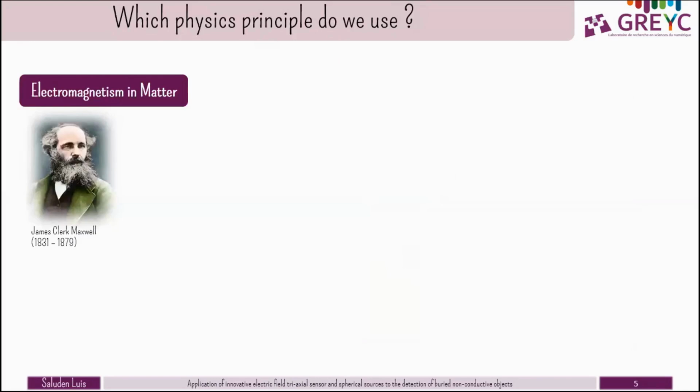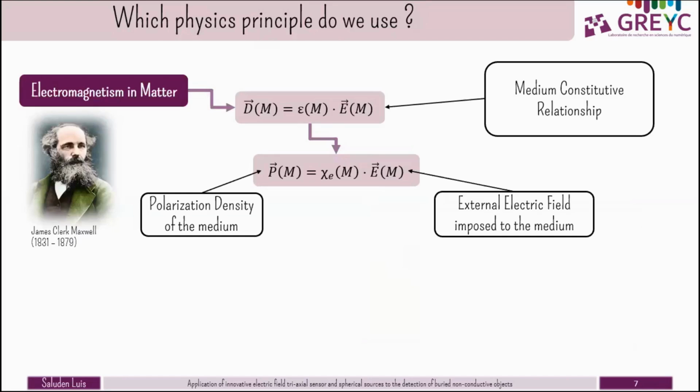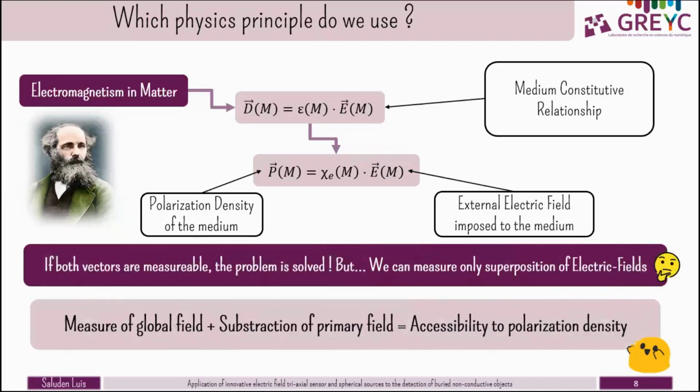So which physics principle do we use? Let's first start with electromagnetism in matter and use this relationship which is constitutive to the material and the medium equations. Then we can go from this equation to the polarization density. And in fact, our problem would be solved because we have the polarization density of the medium, the external electric field imposed to the medium. If we could measure both vectors, then the problem would be solved.